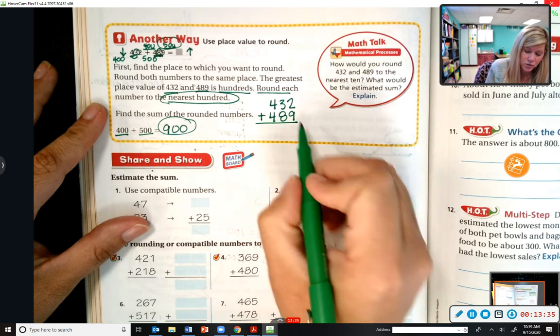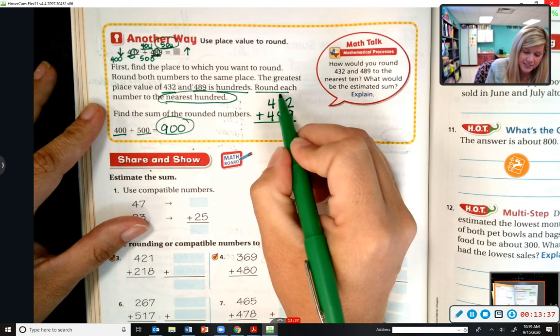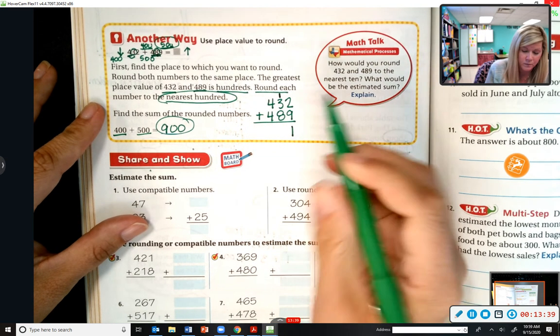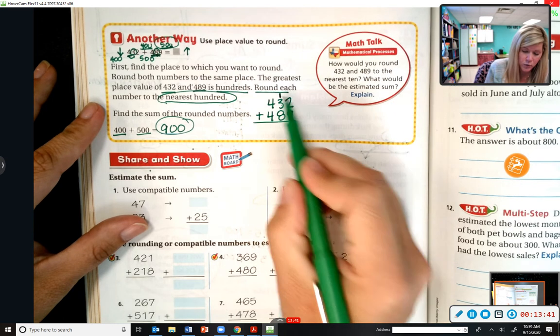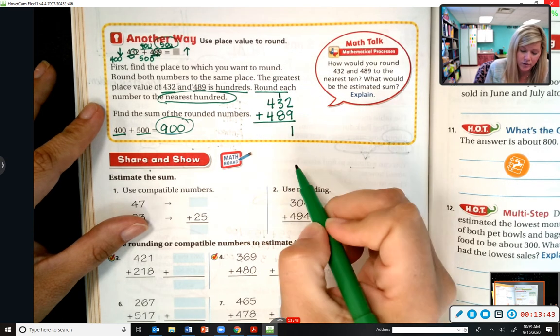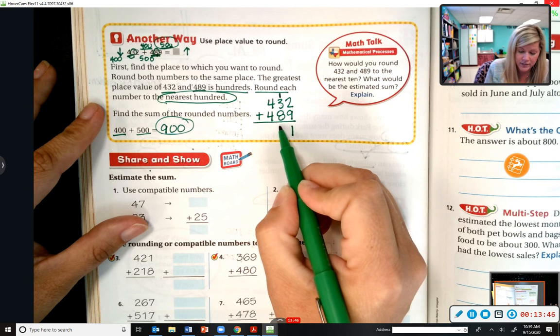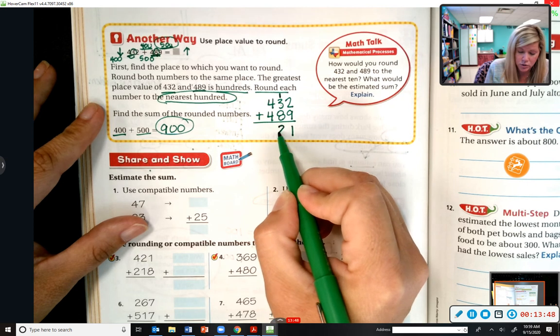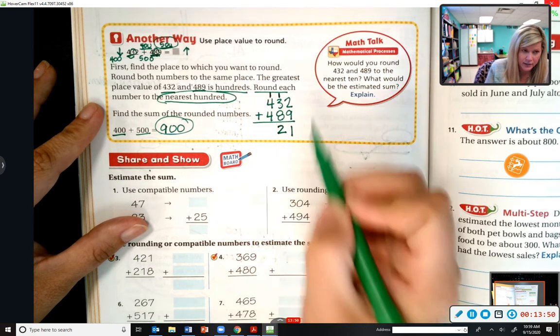9 plus 2 is 11. Don't forget to carry your 1. 3 plus 1 is 4. 8 plus 4 is 12. We can't put 12 down here, so we have to just put the 2 and carry the 1.